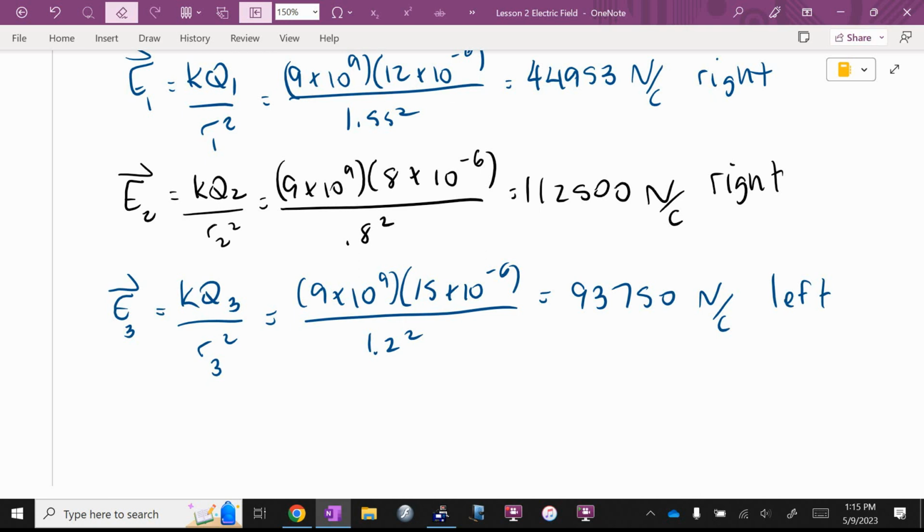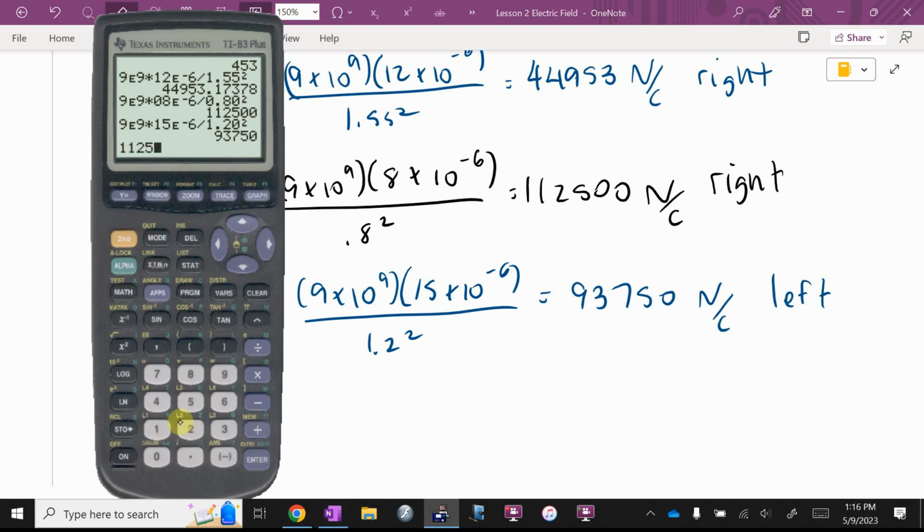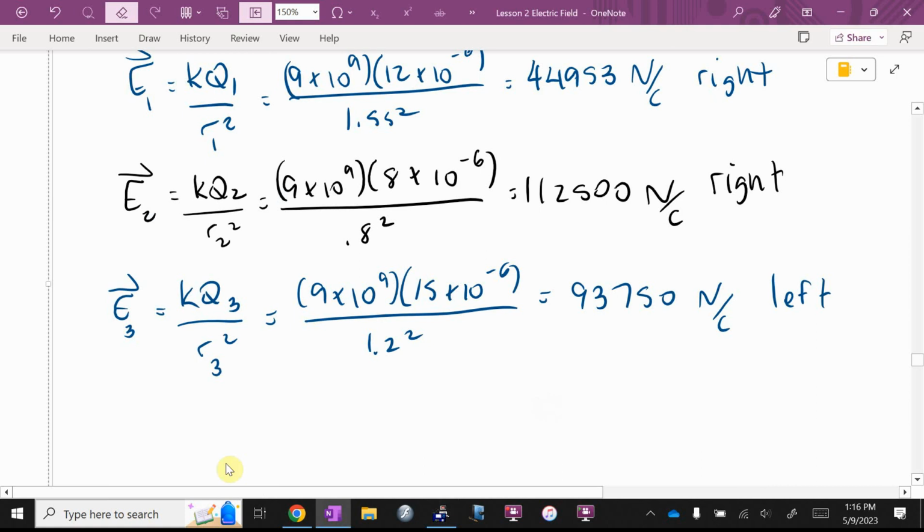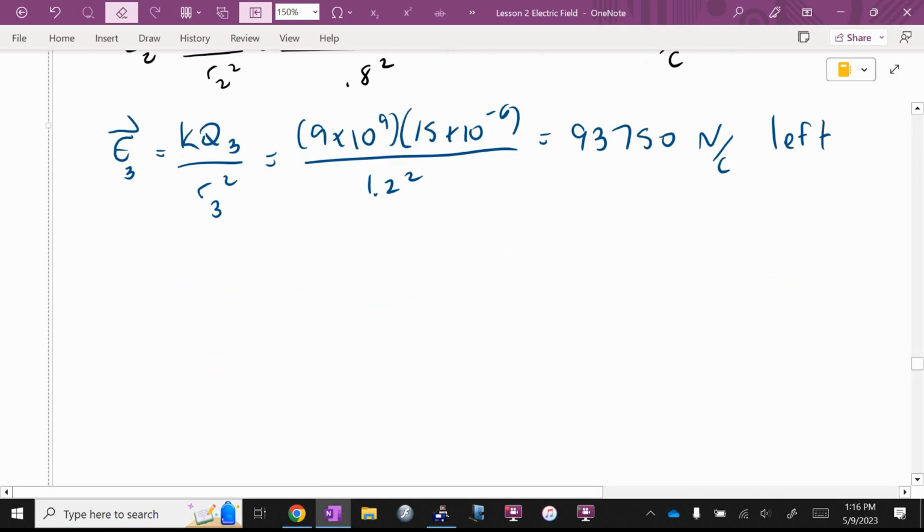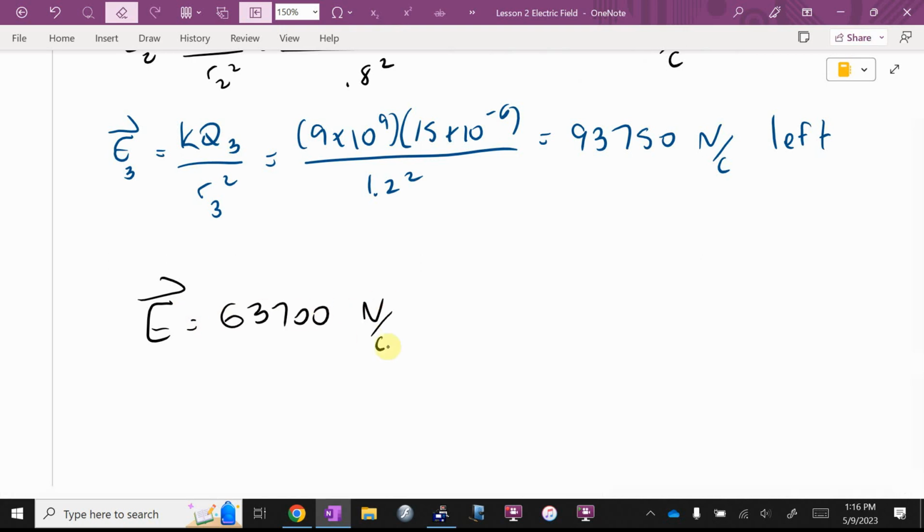Who's winning? I think the rights are. So I'm going to go right plus right minus left. Yes? 112,500 plus 44,953 minus answer button. The net electric field at that location is 63,703. So 63,700. Units, newtons per coulomb. Direction. Right? Right.